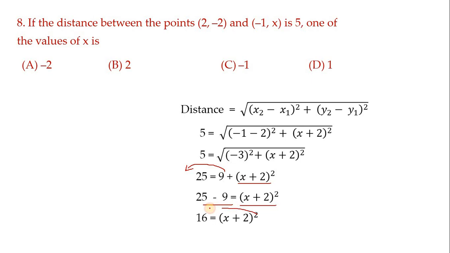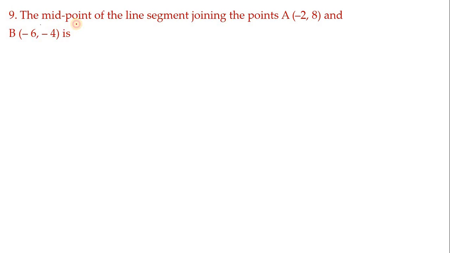Now again this square you transfer this side, so it will become root 16. Root 16 means what is the value? That is 4, which equals x plus 2. Now this 2 you transfer this side, we get 4 minus 2, and which gives our answer x equals 2. Therefore option B is correct. Move on to the next one, children. The midpoint of the line segment joining the points A (minus 2, 8) and B (minus 6, minus 4) is.